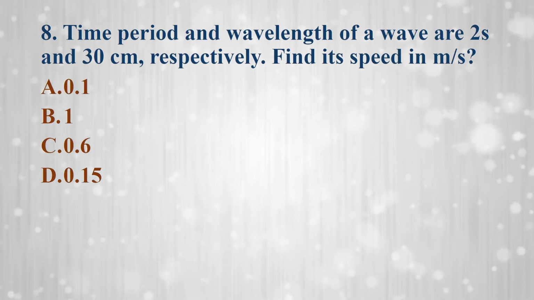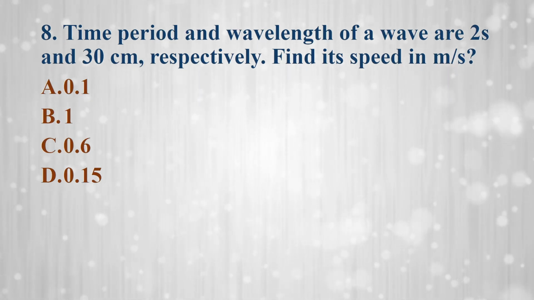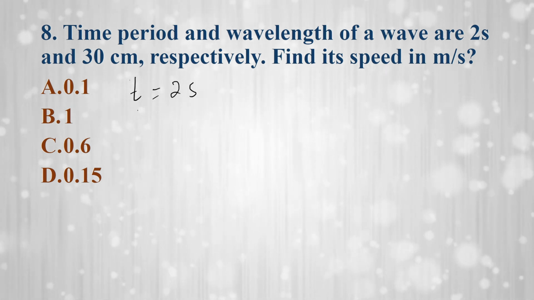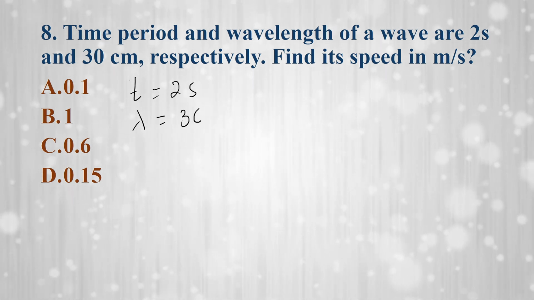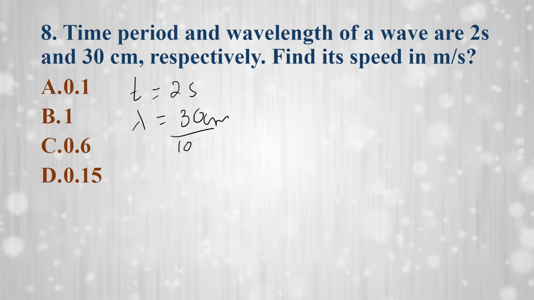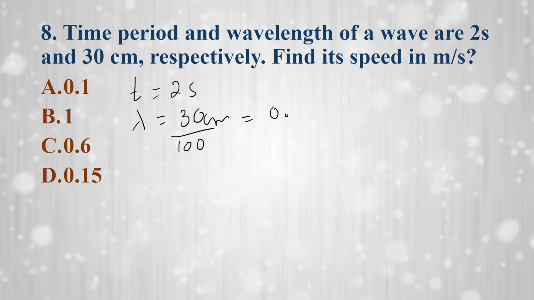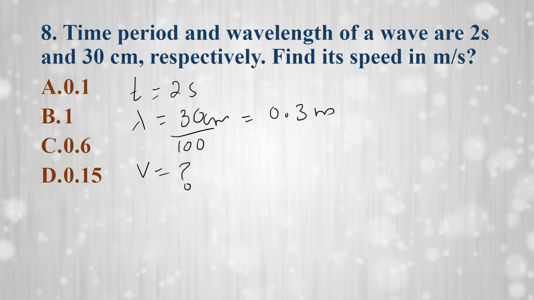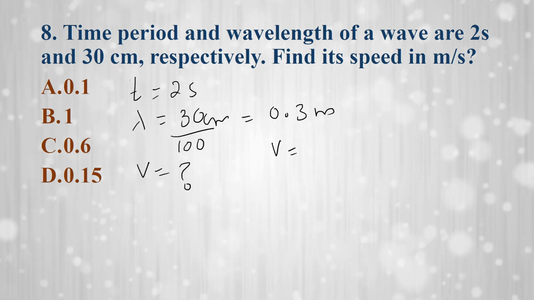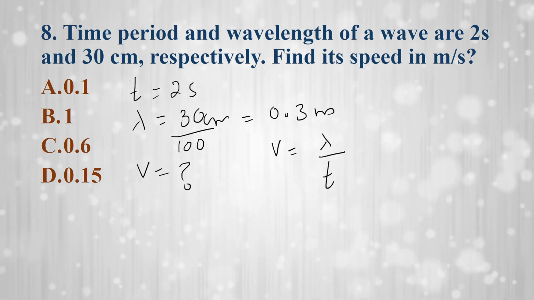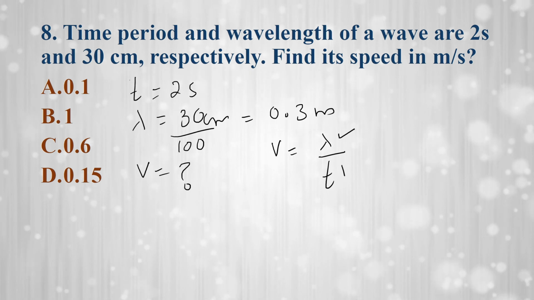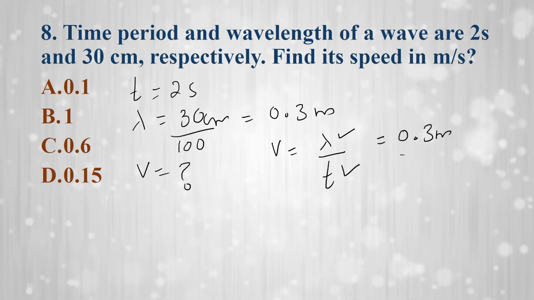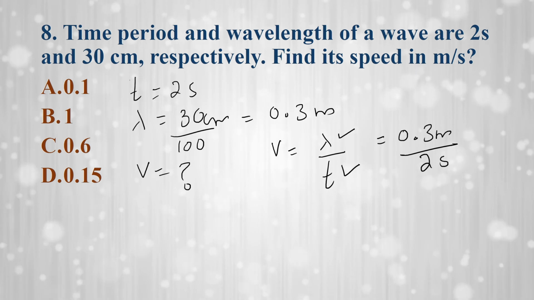Time period and wavelength of a wave are 2 seconds and 30 centimeters. So the time is 2 seconds and the wavelength is 30 centimeters. When I convert it into meters, it will be 0.3 meter, and you have to find the speed in meter per second. So how are we going to do that? The formula of the speed is wavelength per unit time, so it will be 0.3 meter over 2 seconds, so the unit is correct.